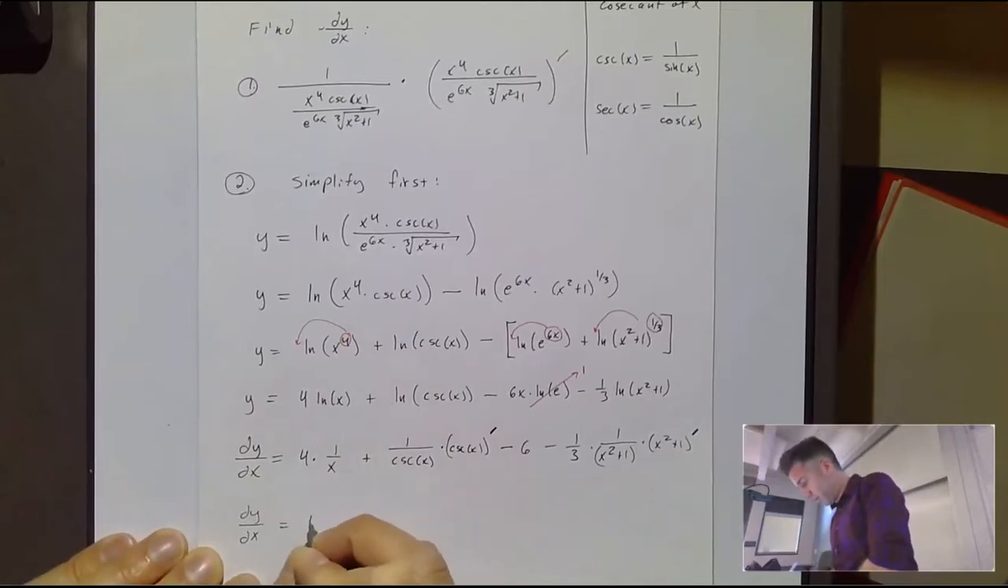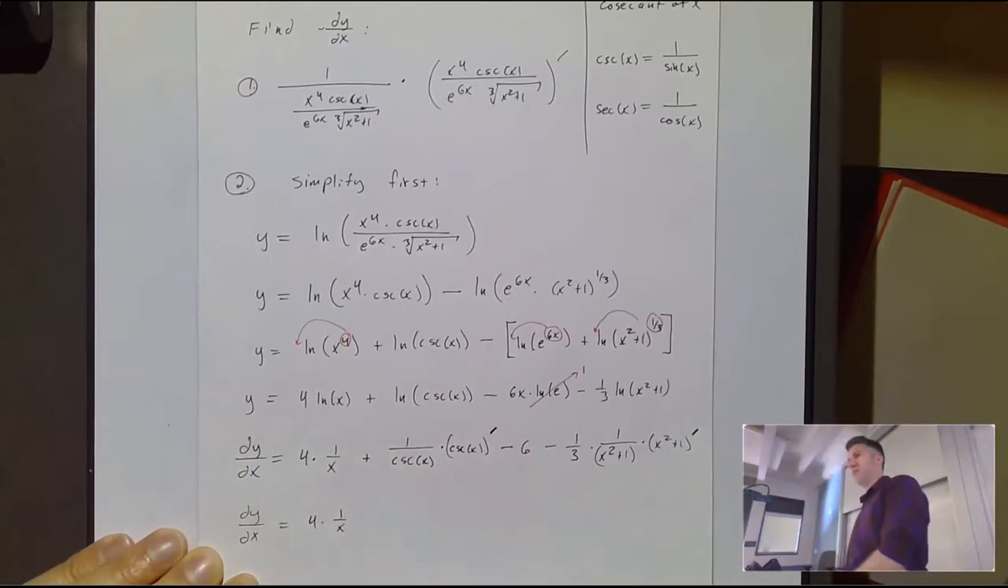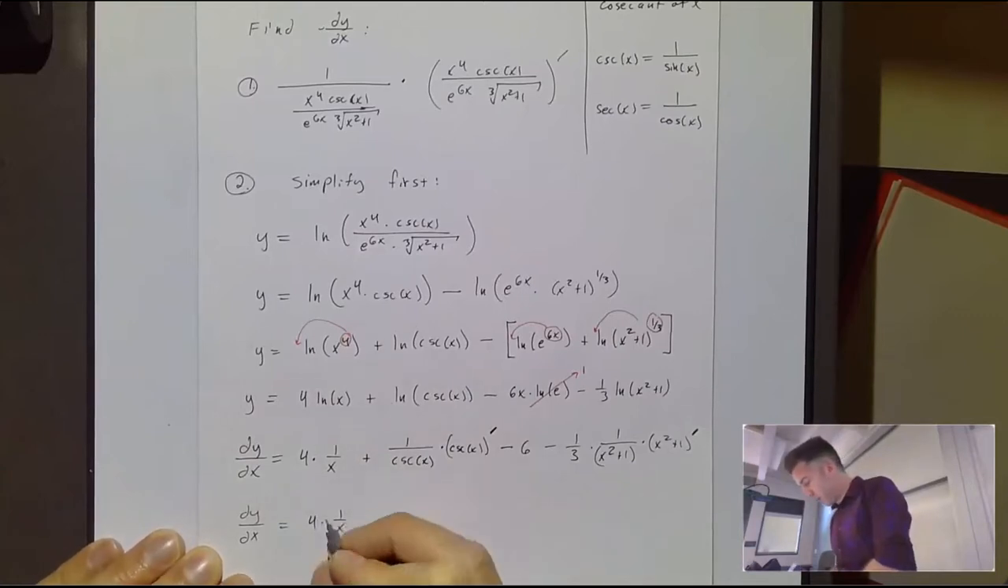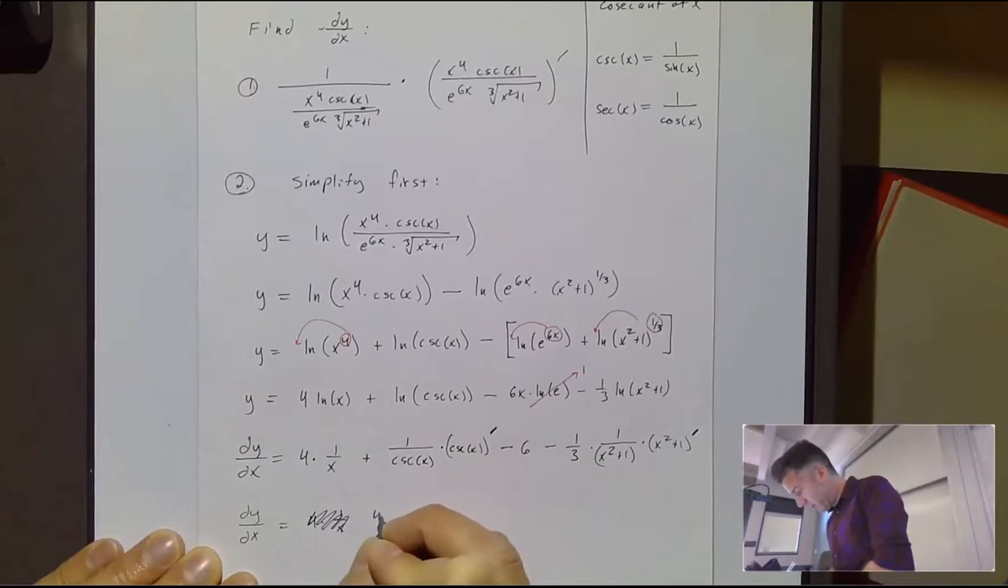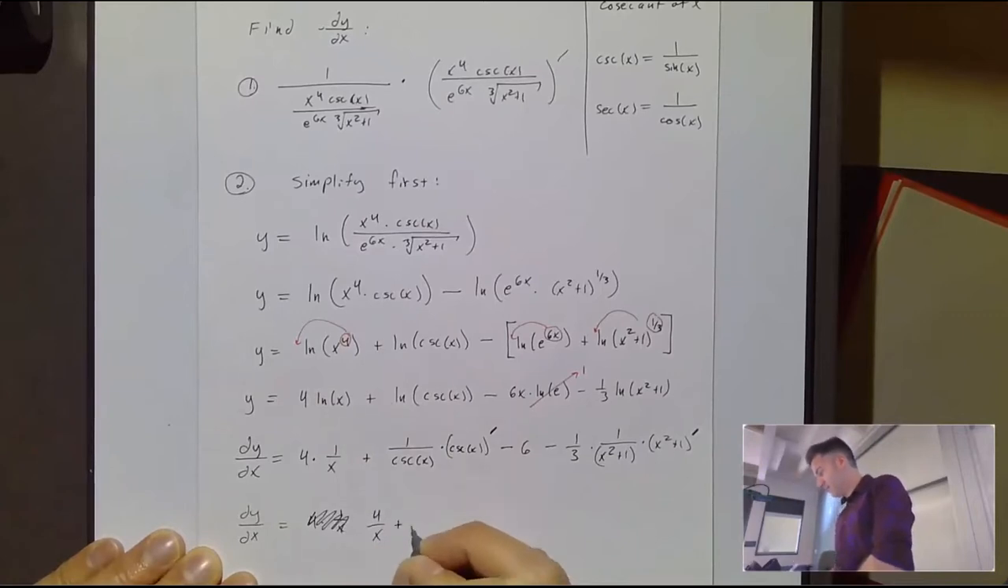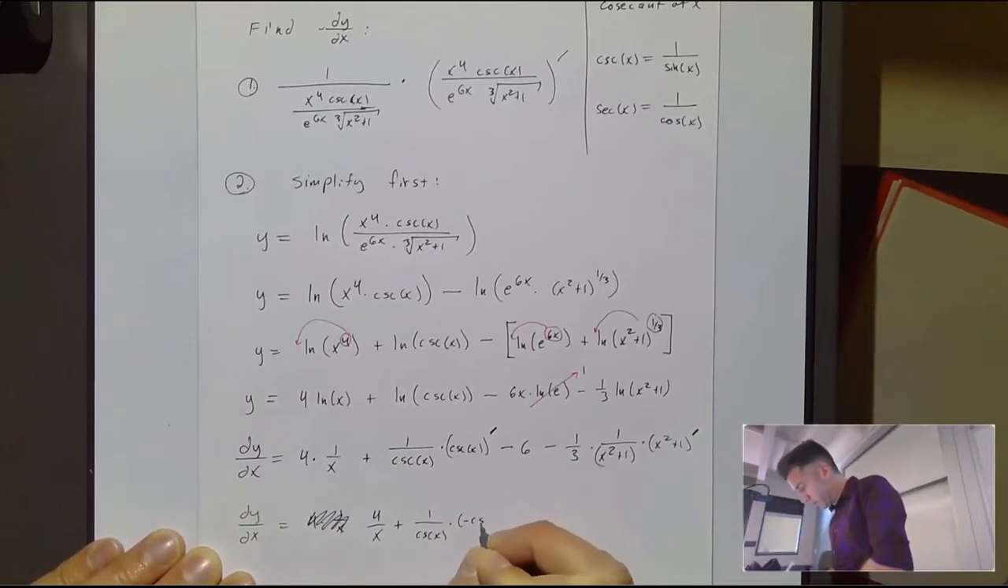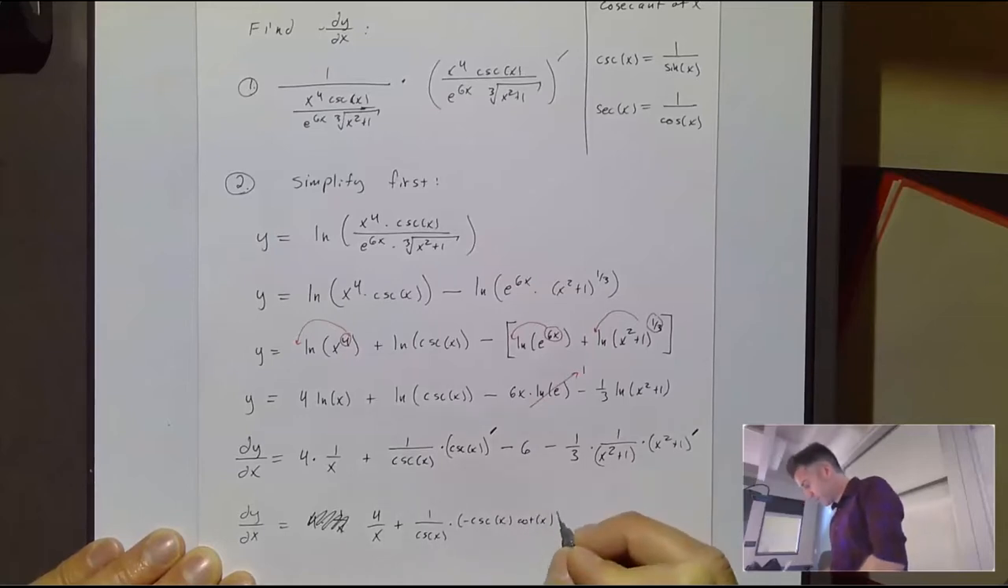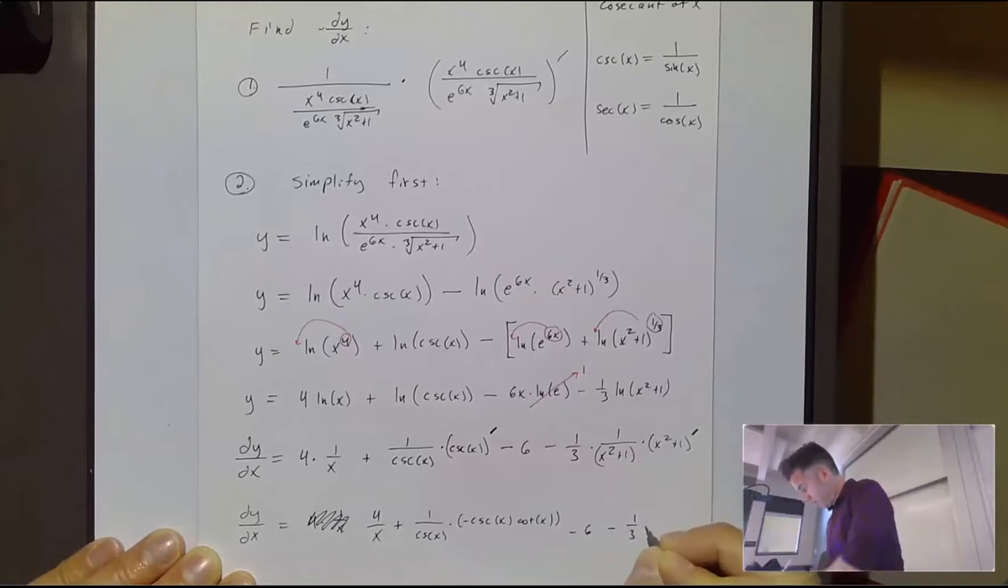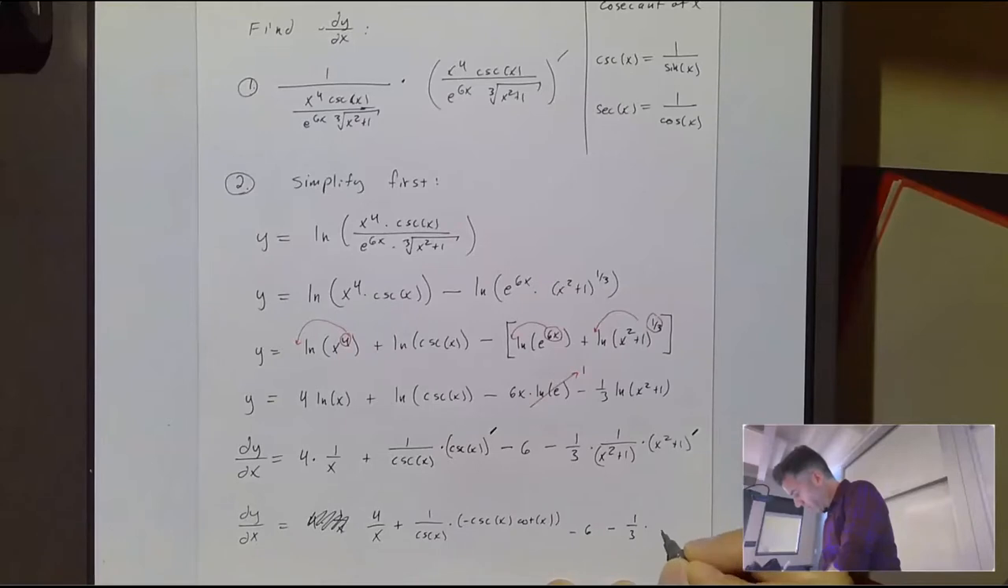So we're going to get 4 times 1 over x, which I probably should have written as 4 over x. If I could go back in time, I would write that as 4 over x. And then I get 1 over cosecant of x. And the derivative of cosecant of x is negative cosecant of x times cotangent of x. Minus 6 minus 1/3 times 1 over x squared plus 1 times the derivative of x squared plus 1, which is 2x.